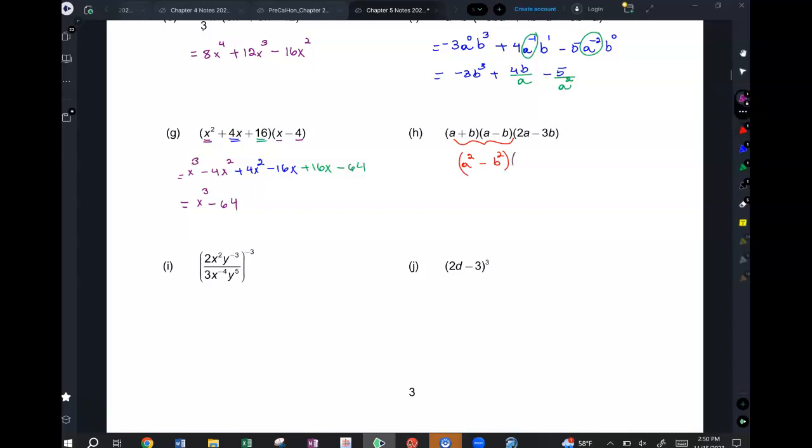And now we're going to multiply it with 2a minus 3b. So now this is just kind of first, outer, inner, last. So this is going to be 2a cubed minus 3a squared b minus 2ab squared plus 3b cubed. Then you scan. There are no like terms. We're done.